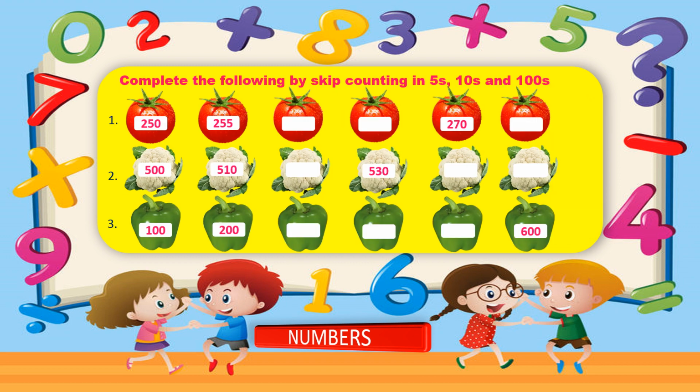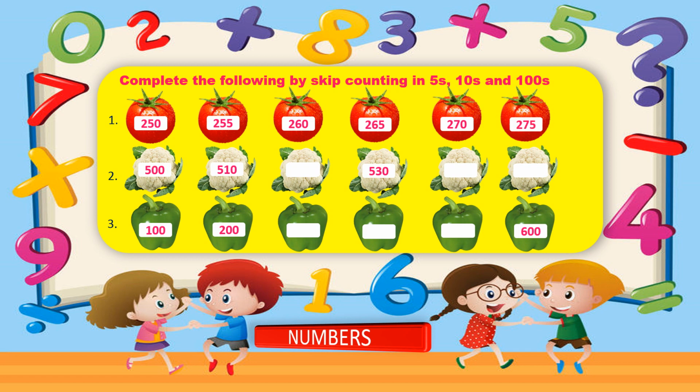Write the missing numbers by skip counting in fives, tens and hundreds. There are 3 numbers missing in each row. In the first row, the numbers are skip counted in fives. 250, 255. Then what is the missing number? Yes, 260. The next missing number is 265. The next number is 270.